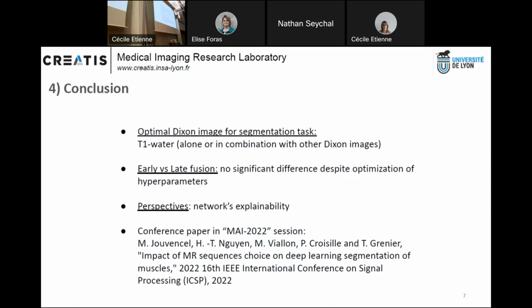I could work also later on the network's explainability, wondering why we don't get better results when we combine all of the images together, whereas there is more information for us.